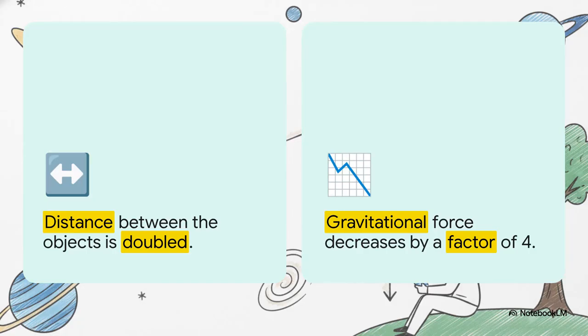I want to pause on that inverse square bit for a second, because it's super important in reality. If you double the distance between two objects, the gravitational pull doesn't just cut in half. It actually decreases by a factor of 4, because 2 squared is 4. So you can see how this force drops off incredibly fast over large distances.